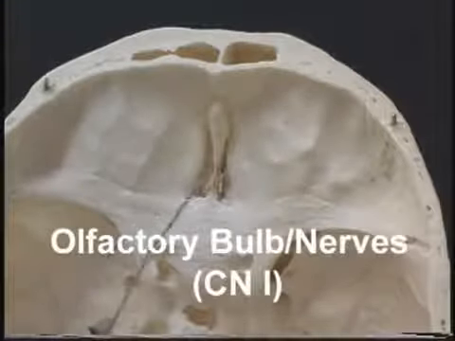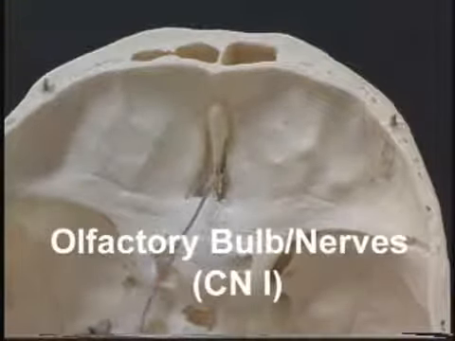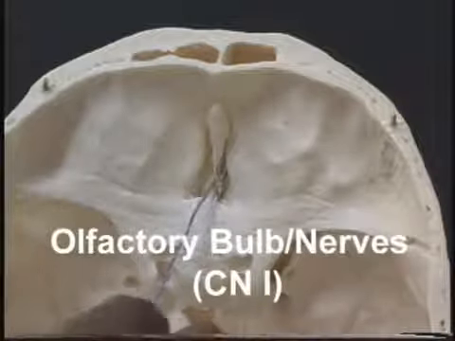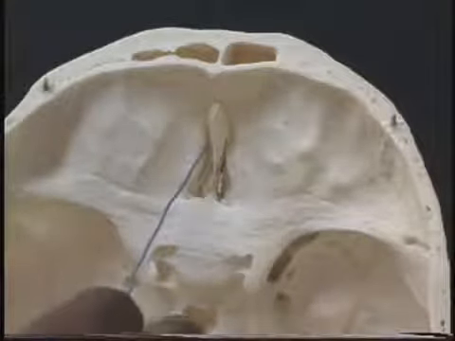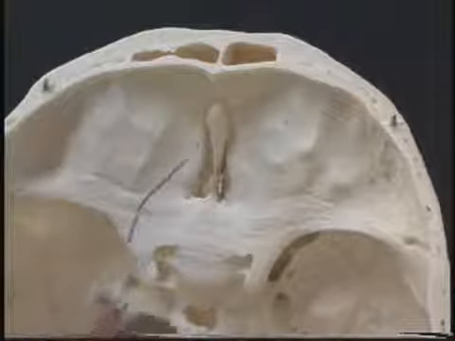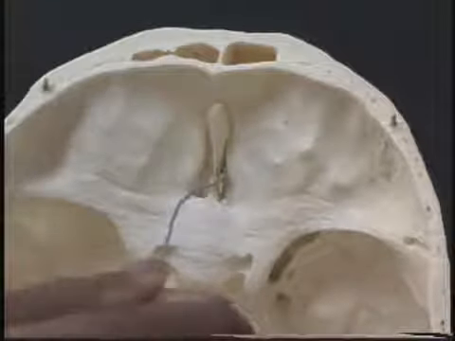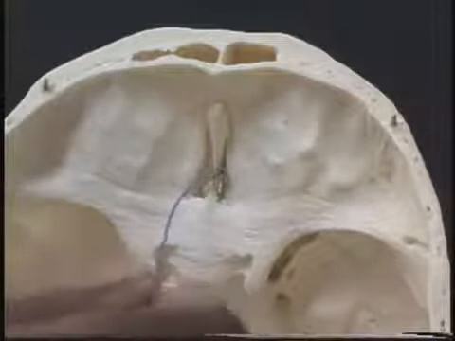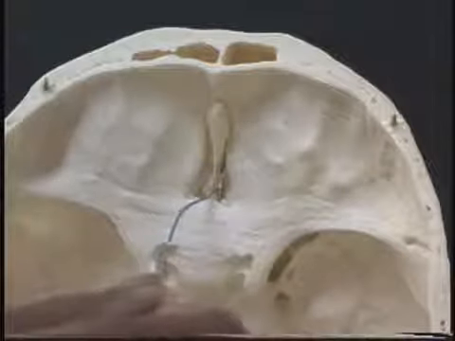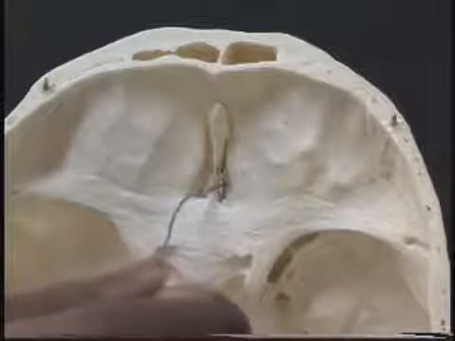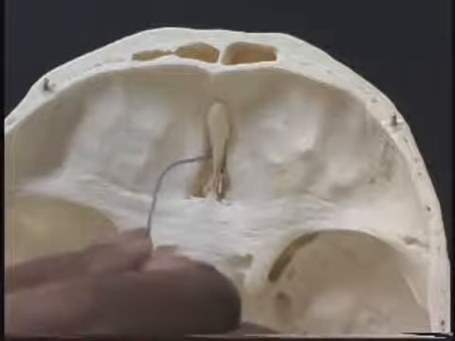The olfactory bulb and the olfactory nerves are lying in this area. The olfactory nerve, which is the first cranial nerve, leaves the skull through these openings and enters into the nasal cavity.